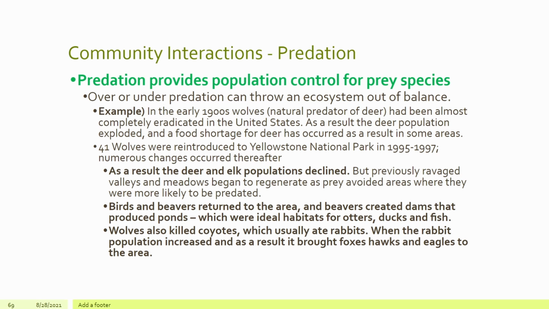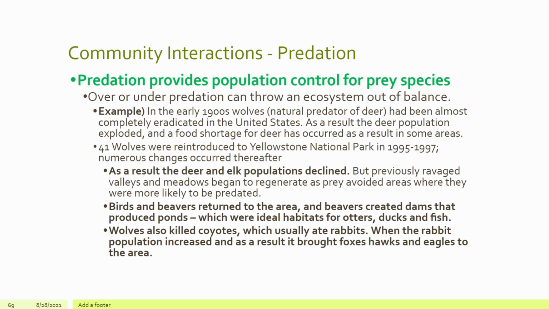We also saw that birds and beavers returned to areas they previously had abandoned. Beavers created dams that produced ponds that changed the environment, that changed habitats. So we created habitats that were ideal for new types of organisms like otters and ducks and fish. The wolves also killed coyotes, and coyotes generally went after rabbits. When the rabbit population started to increase because the coyotes were being killed and weren't there to predate them, it actually brought foxes and hawks to the area, because of the high amount of rabbits that were spawning due to the killed coyotes.